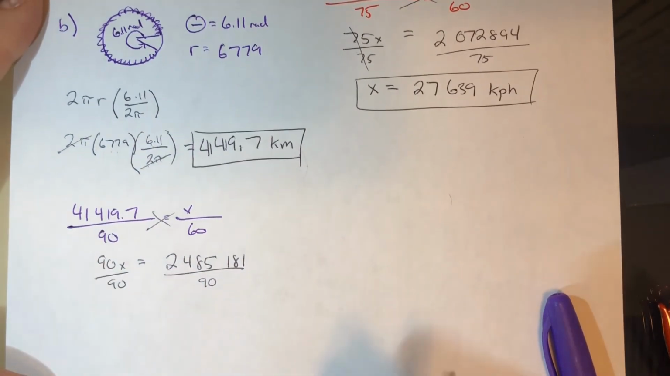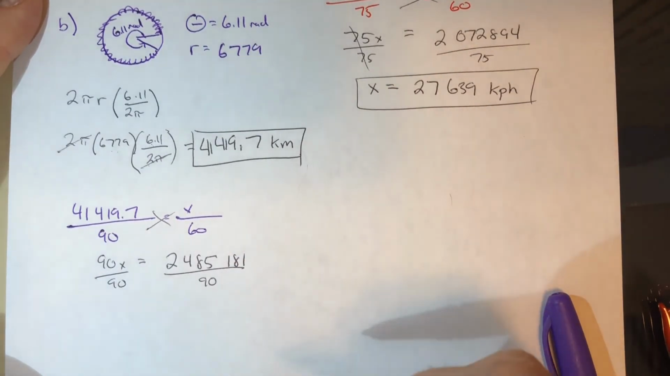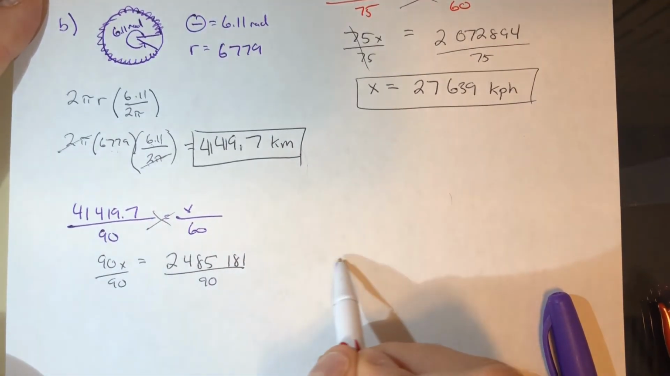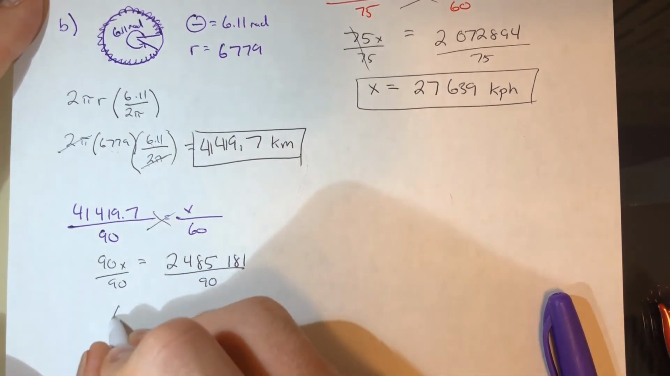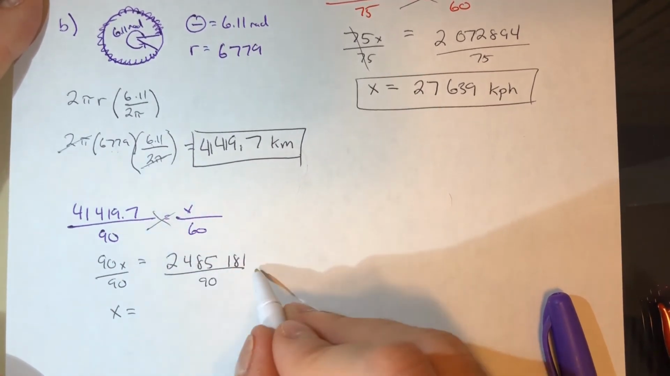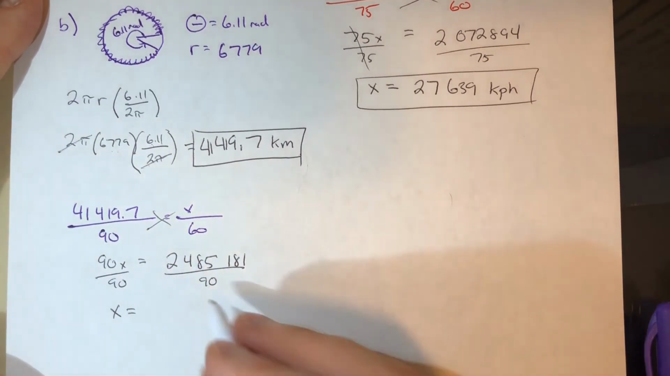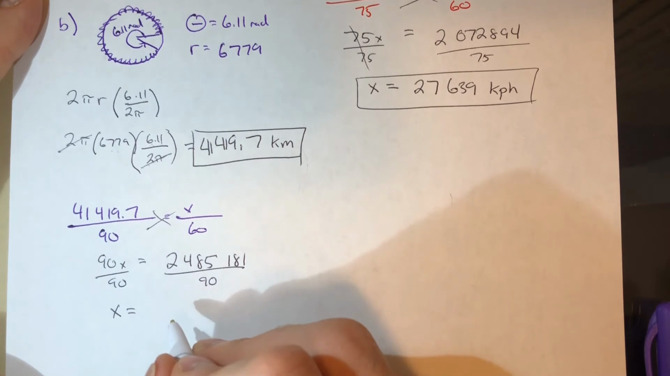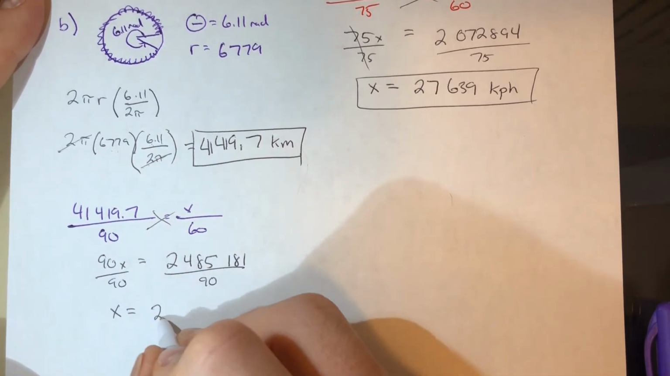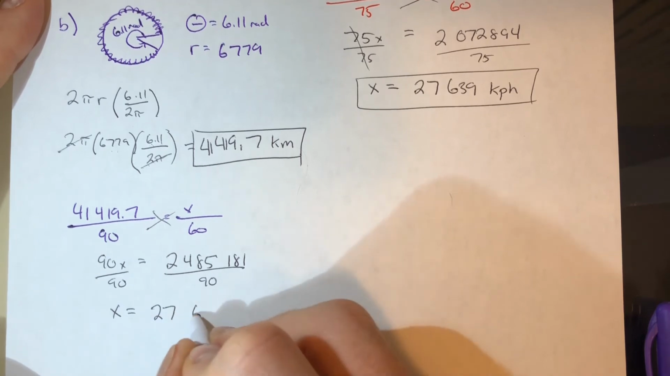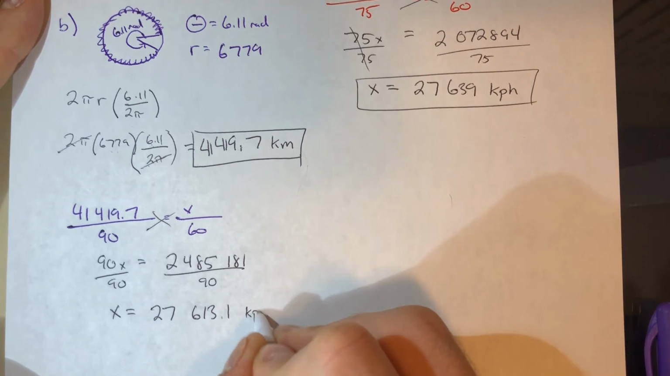And when I say round, I want you to realize that I'm rounding my writing. I'm leaving the answer in the calculator, so the calculator is going to keep all these decimals. So our final answer isn't rounded. But for the sake of writing, I don't want to write out decimals all the way to the end of the paper. I'm just going to write out the whole number equivalent. And when I divide that number by 90, it's going to give us 27,613.1 kilometers per hour.